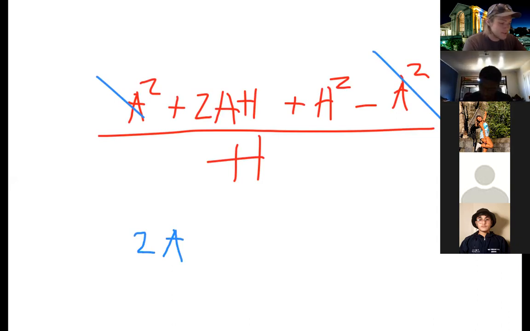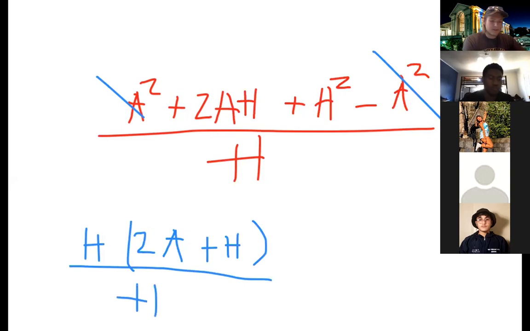You'll see where I was going with it in just a second. This is 2a times, I'm going to pull out the h in the front here, right? 2a plus h, all of this divided by h, right? Does everyone see how I got there? Hopefully. Cancel those out. We are now left with 2a plus h, right?